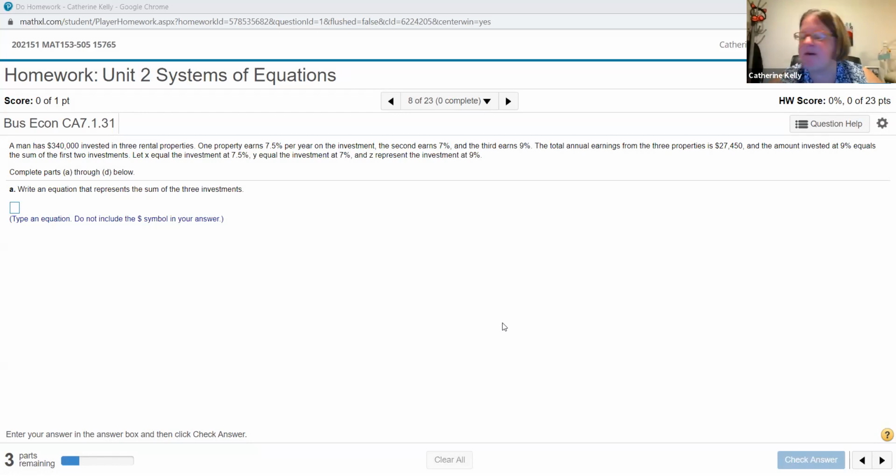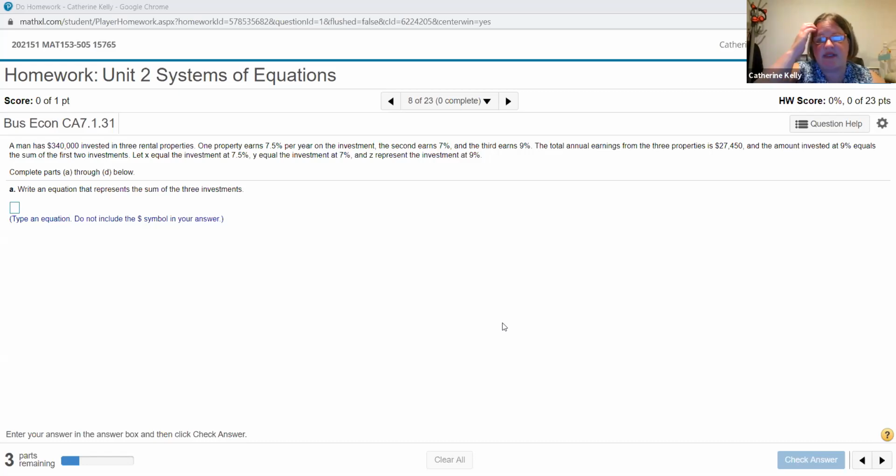So here it says a man has $340,000 invested in 3 rental properties. One property earns 7.5% per year on the investment. The second earns 7% and the third earns 9%. The total earnings from the 3 properties is $27,450, and the amount invested at 9% equals the sum of the first 2 investments.